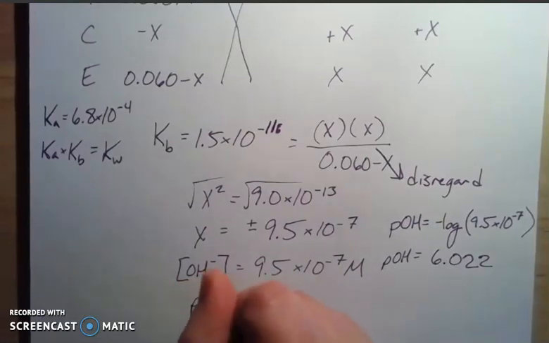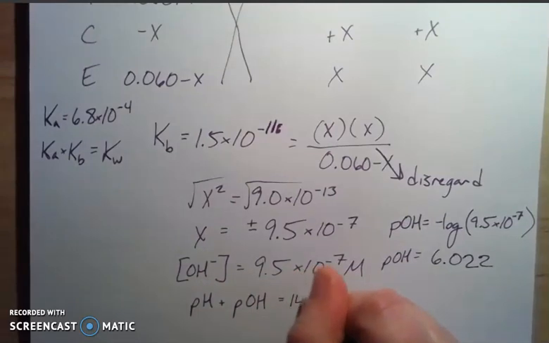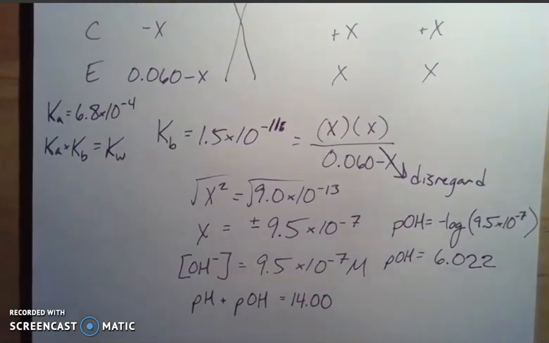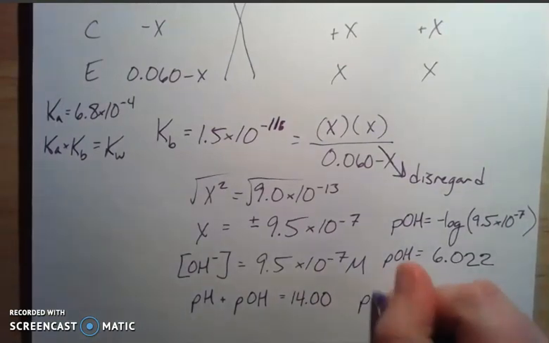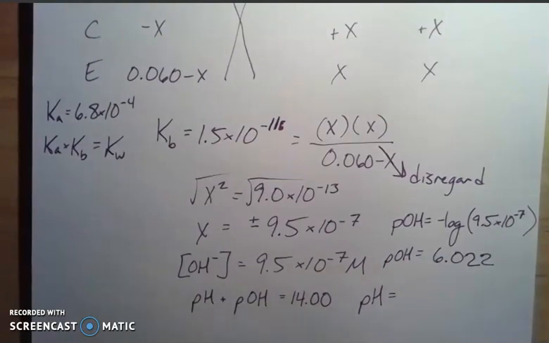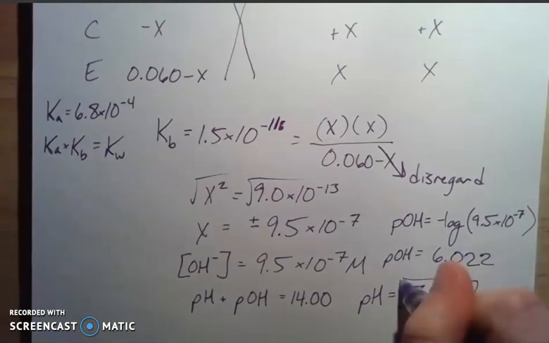I know that the pH plus the pOH is equal to 14, with as many sig figs as I need. In this case, I'll need 2. So when I rearrange and I solve for the pH, given this pOH value, I end up with 7.98 when I round.